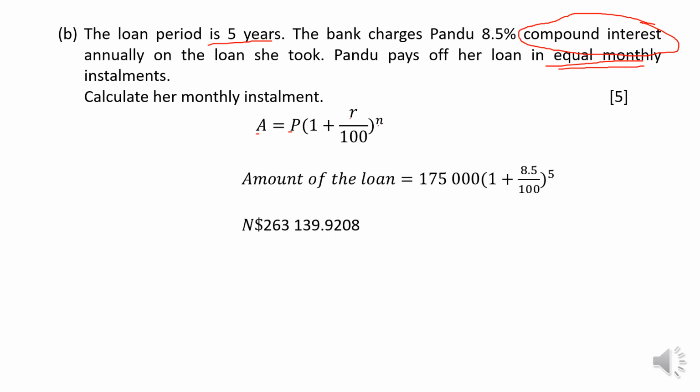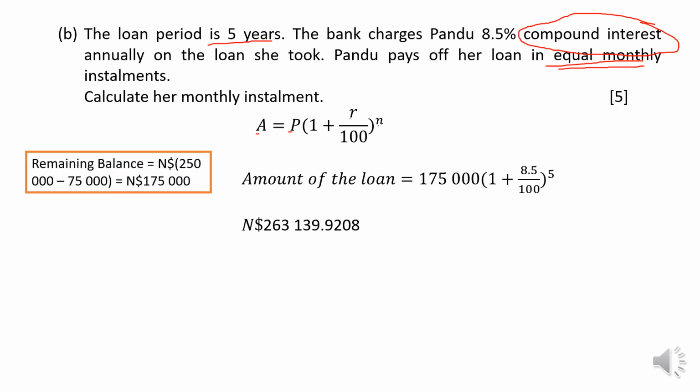So the amount of the loan, as I've indicated here, is 175,000. I got that by subtracting 75,000 from 250,000. That gives me the amount that she went and borrowed. And because she borrowed this compounded per year, I want to find out how much she is supposed to pay back. Can you see that? So ultimately, she has to pay 263,139.9208. I left it like that because I'm not yet finished answering the question.